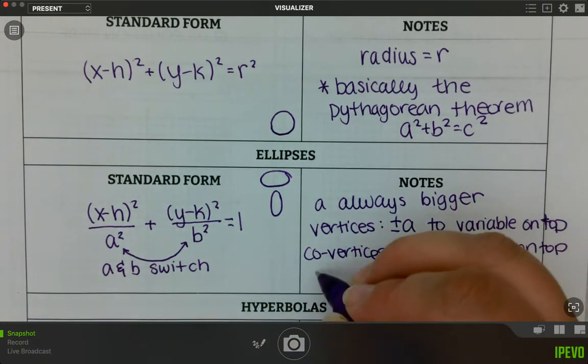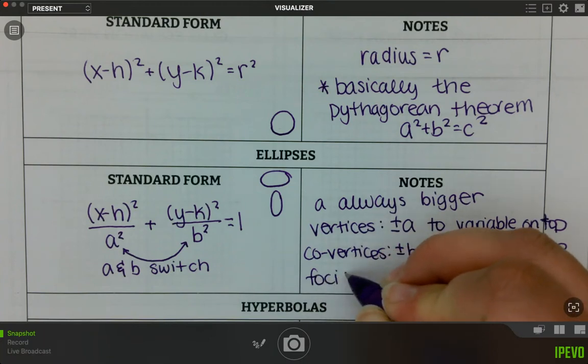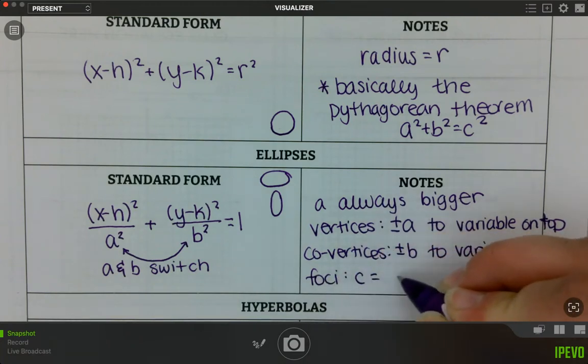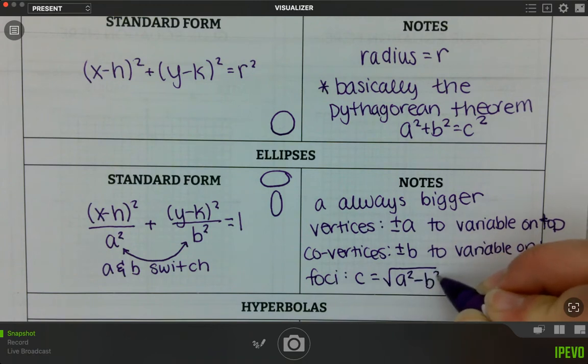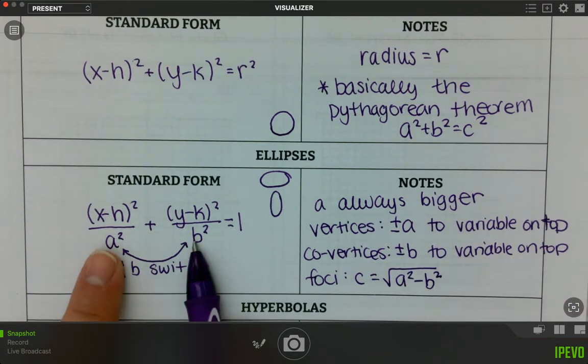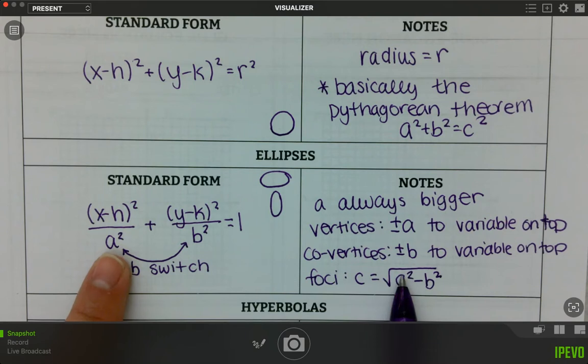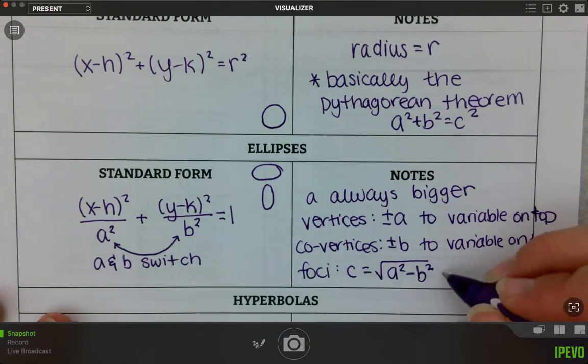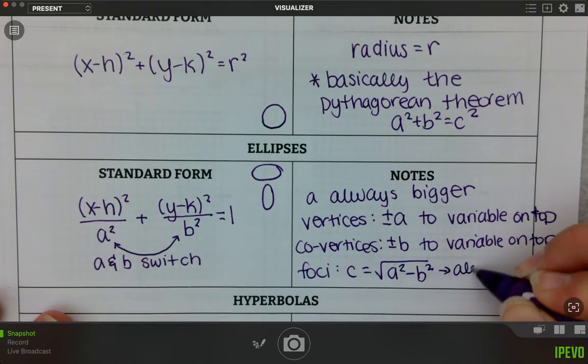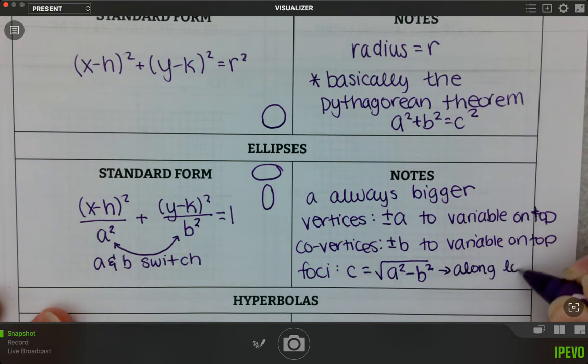And then for your foci, c equals the square root of a squared minus b squared. So you basically just subtract these two numbers and do the square root. And this is always along the longer side.